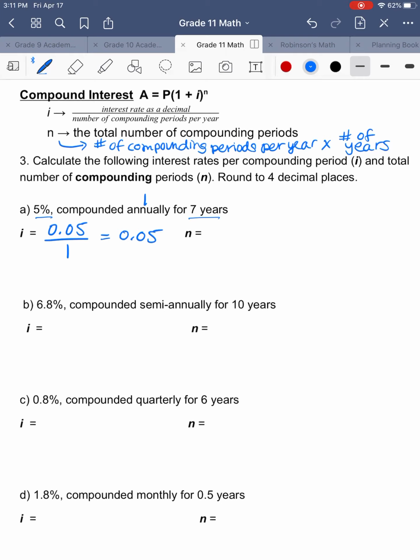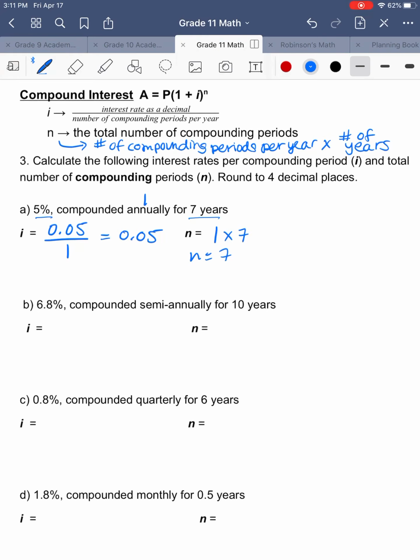Now for N, our total number of compounding periods, we need to take the number of times per year that it is compounded, so the number of compounding periods per year, and that's just 1 because it's compounded annually, and then multiply it by the number of years. So 1 times 7. So here we get that N is equal to 7. Okay, so that one was pretty straightforward. Let's go to part B.